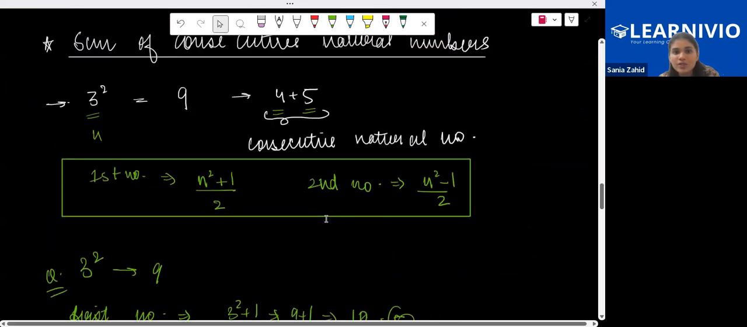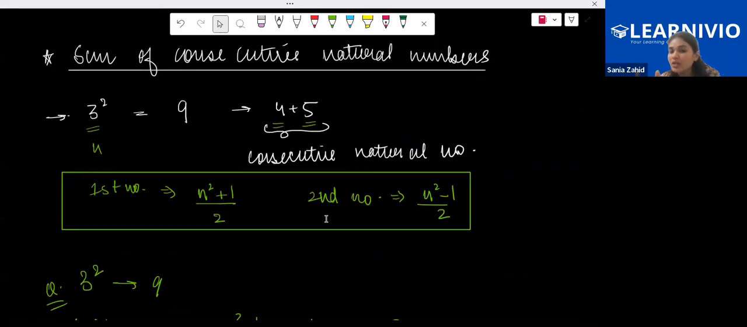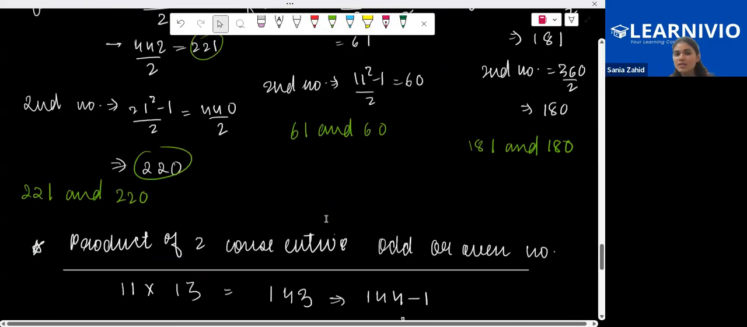Then next you have sum of consecutive natural numbers. We studied that any perfect square number can always be represented as a sum of two consecutive natural numbers. Like 9 can be represented as 4 plus 5. Then we studied 121 can be represented as 60 plus 61 and so on. So how to find these consecutive natural numbers? We have a formula which is (n square plus 1) by 2 and (n square minus 1) by 2. Then we practiced some questions based on this.